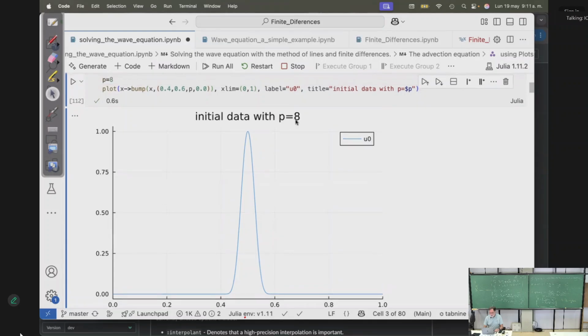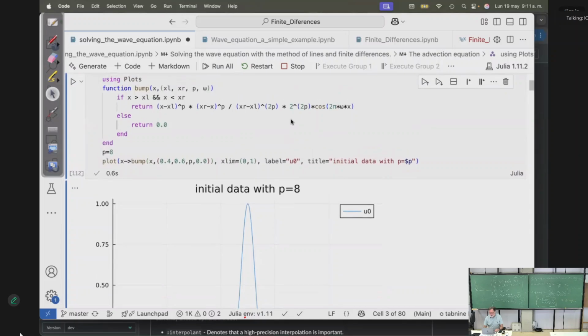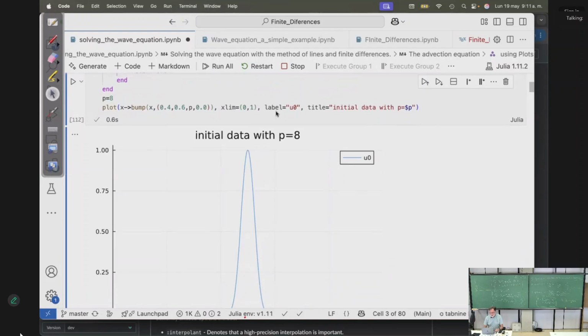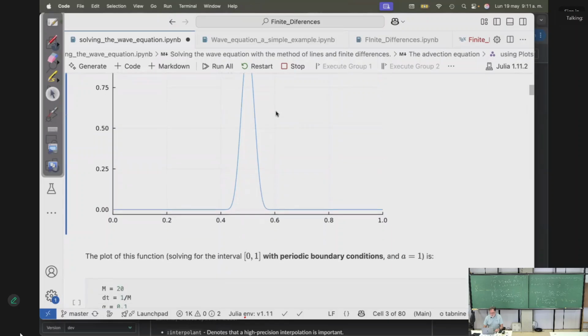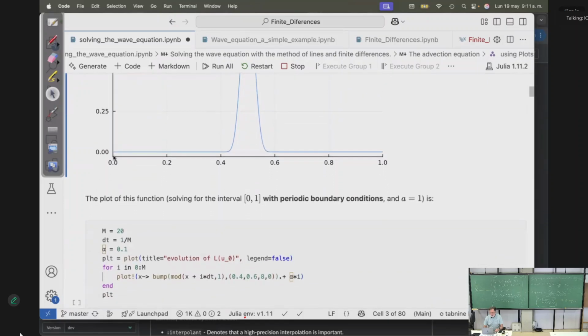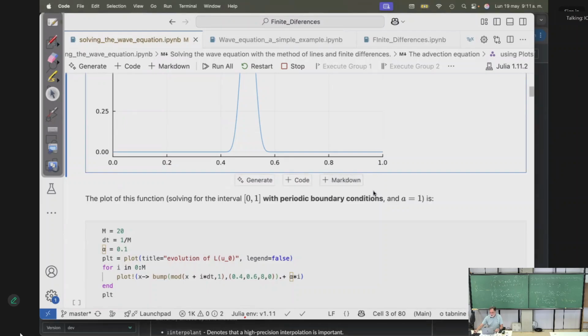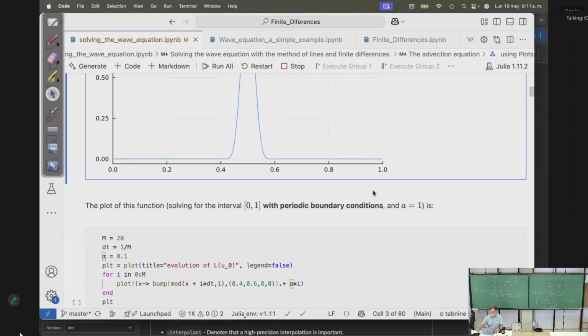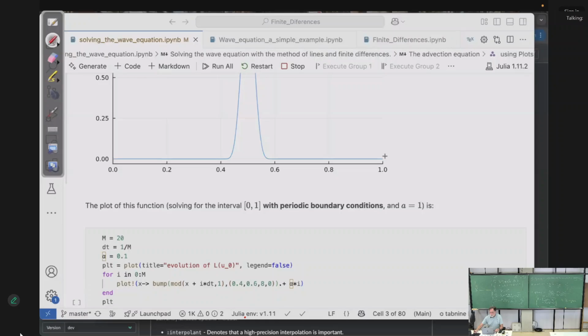And here you see we are using p to the order 8. We could use 4 also, no problem. And we are using periodic boundary conditions, so we will connect this side with this side. So this point here is the same as this point.